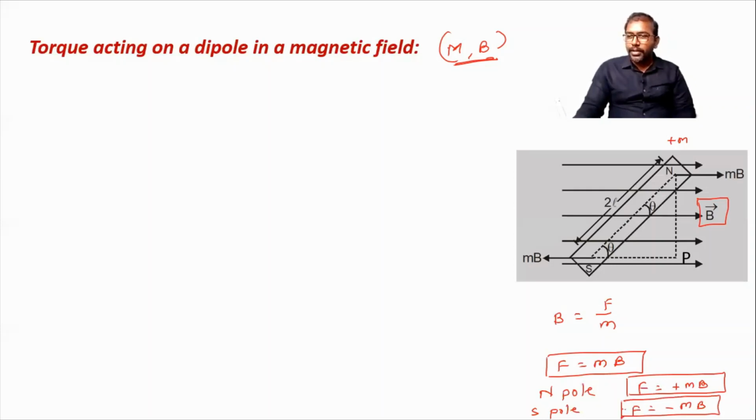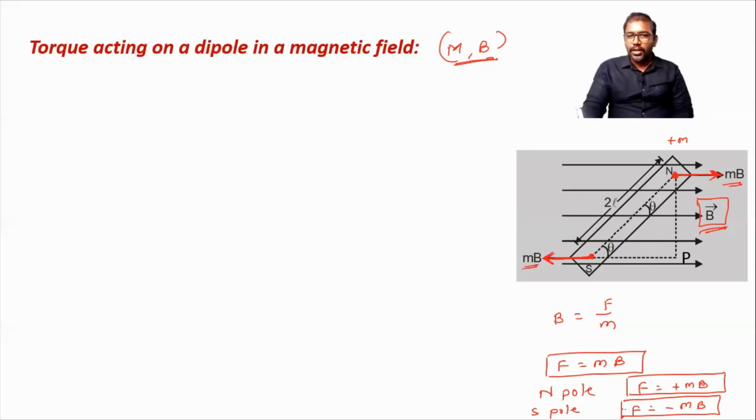So plus MB means I'm showing in the direction of magnetic field, and minus MB means I can show in the opposite direction to the B. So you can see here force acting on N, this is direction of the force in the direction of B, so plus MB. So force acting on S, I can show it opposite to the direction of magnetic field. So you can say that direction is opposite, so minus MB. So this is force. So both the forces are equal but opposite in direction.